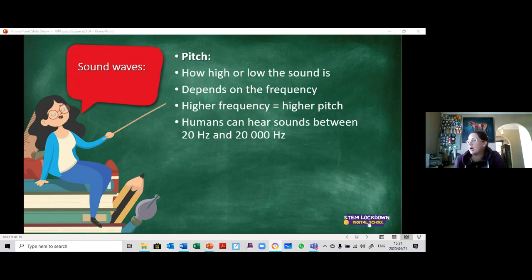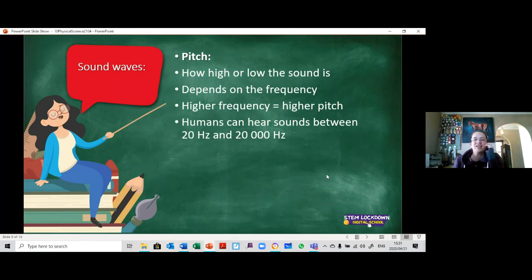The other wave is an up-down wave, so it goes up, down. It doesn't get squashed together like this. So we can only hear between 20 and 20,000 hertz. Sounds below it are called infrasound. I know, weird. And sounds above it are called ultrasound. I know that word from somewhere.